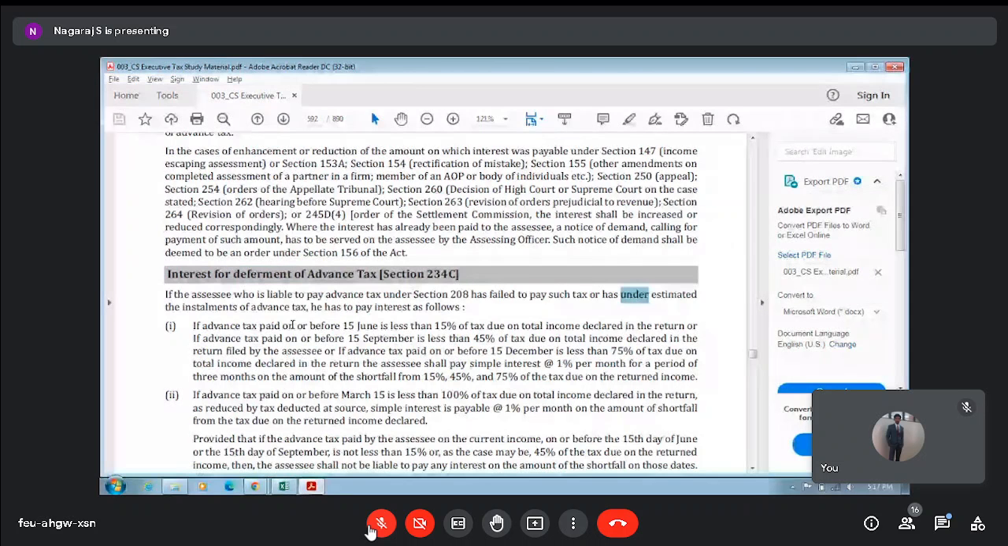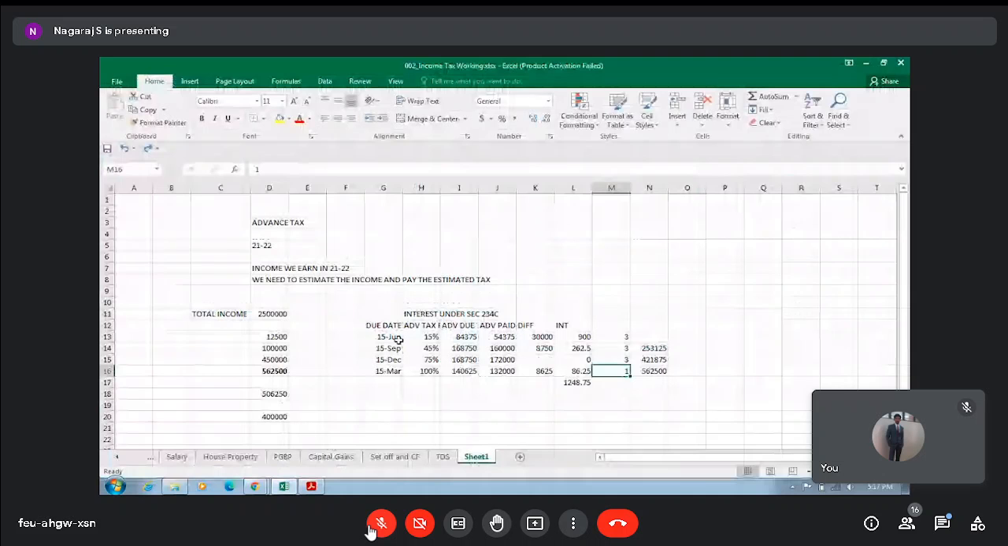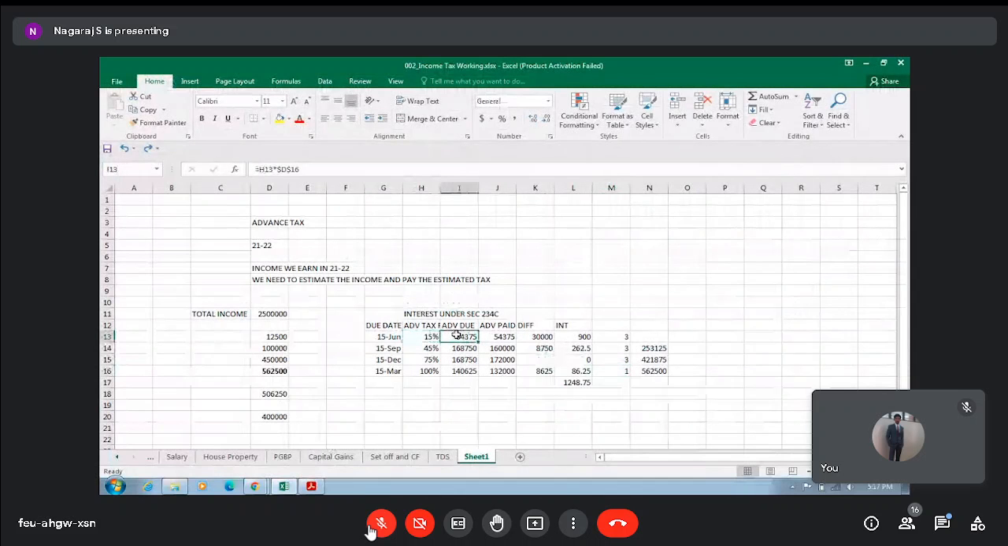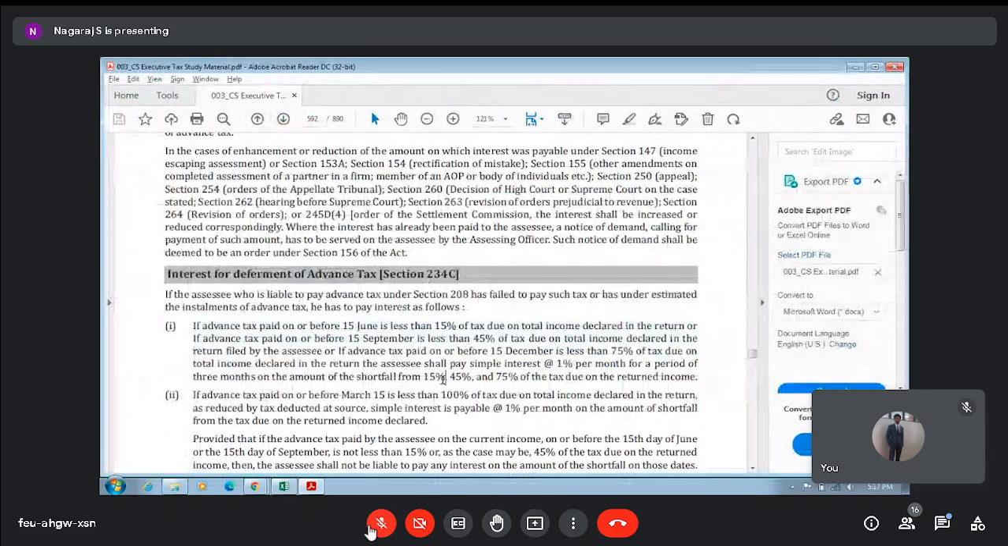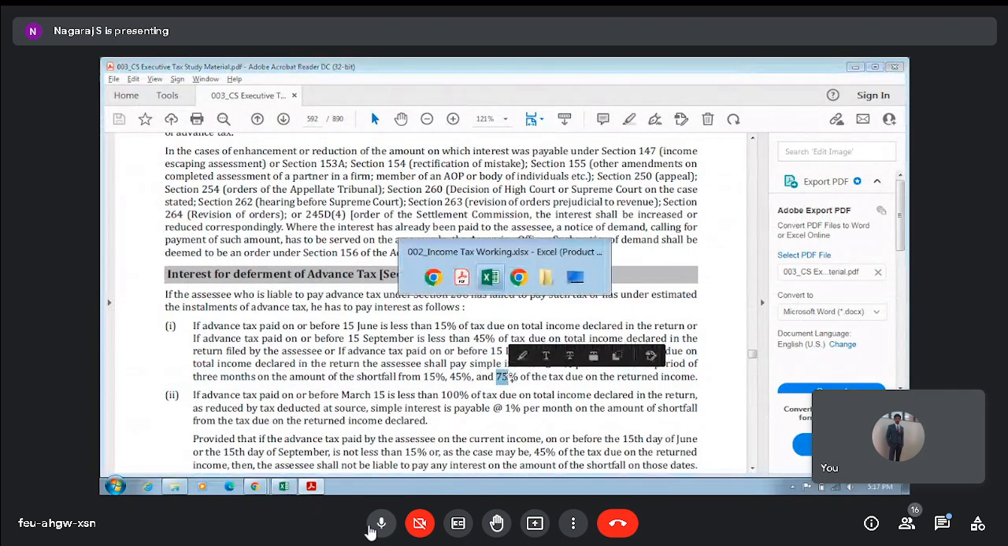If the advance tax paid on or before 15th June is less than 15% of tax due on the total income, 15th June, 15% you should have paid, but you have paid less here in this case. The difference is 30,000. On that, 1% per month for a period of 3 months. Understood? Yes, sir. On the amount of shortfall from 15%, 45% and 75%. These 3 months they are telling.